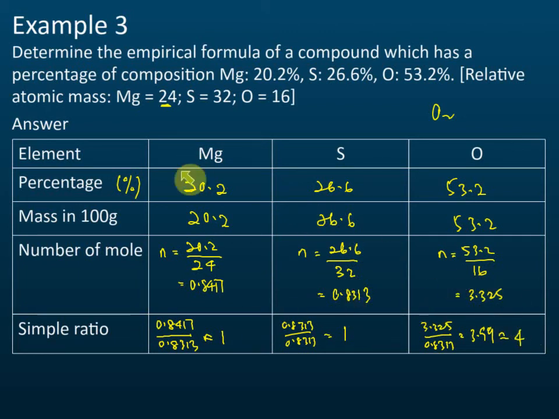So therefore, what's the empirical formula of this compound? MgSO4. That's correct. So 1 magnesium, 1 sulfur, 4 oxygens. So this is the empirical formula for this compound. So that is how we find the empirical formula.